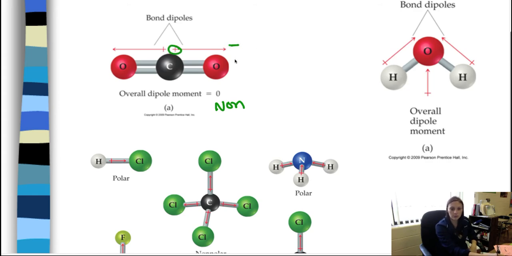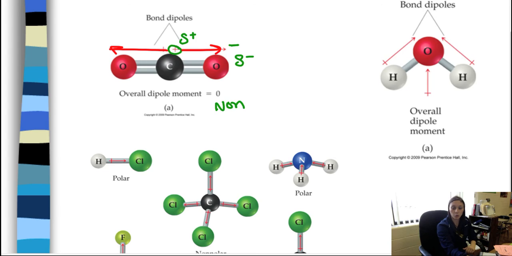You will also sometimes see a symbol that looks like a little S. It's a delta and a little positive. That means that it's partially positive and partially negative. But notice here how this one is pointing to the right, this one is pointing to the left. So in essence, you are canceling one another out.